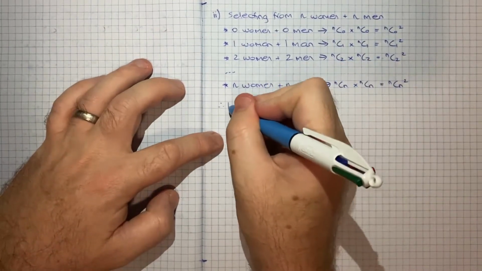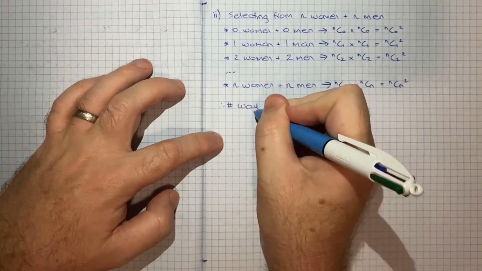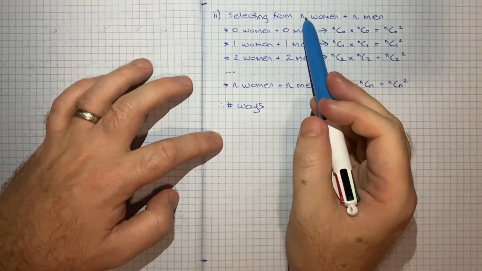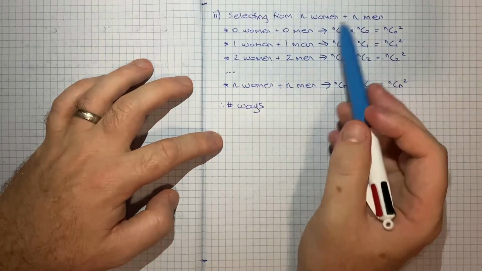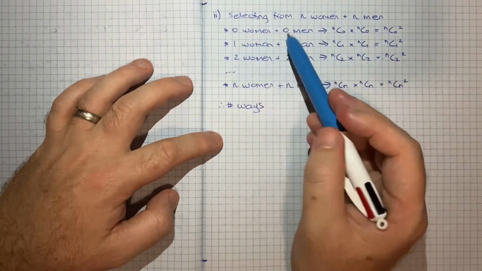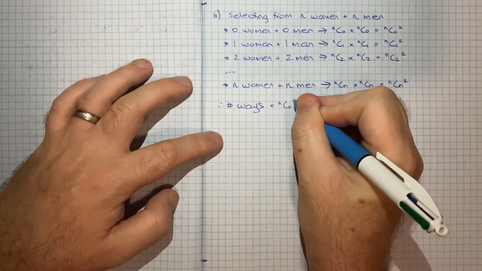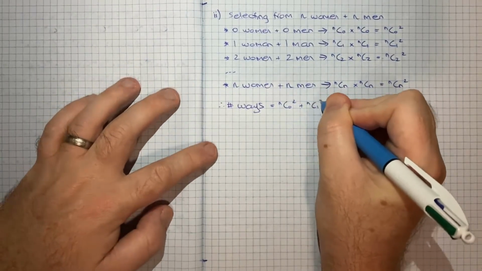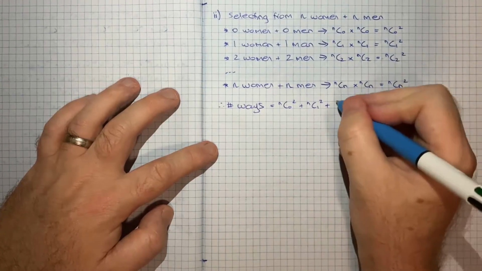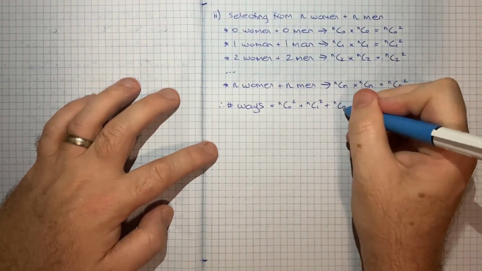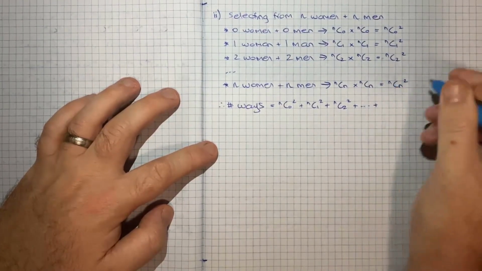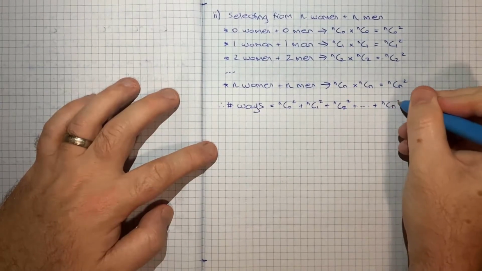So therefore, the number of ways that we can pick from n women and n men so that we have an even number of people and equal men and women is equal to nC0 squared plus nC1 squared plus, just adding all these up, nC2 squared and so on, up to nCn squared.